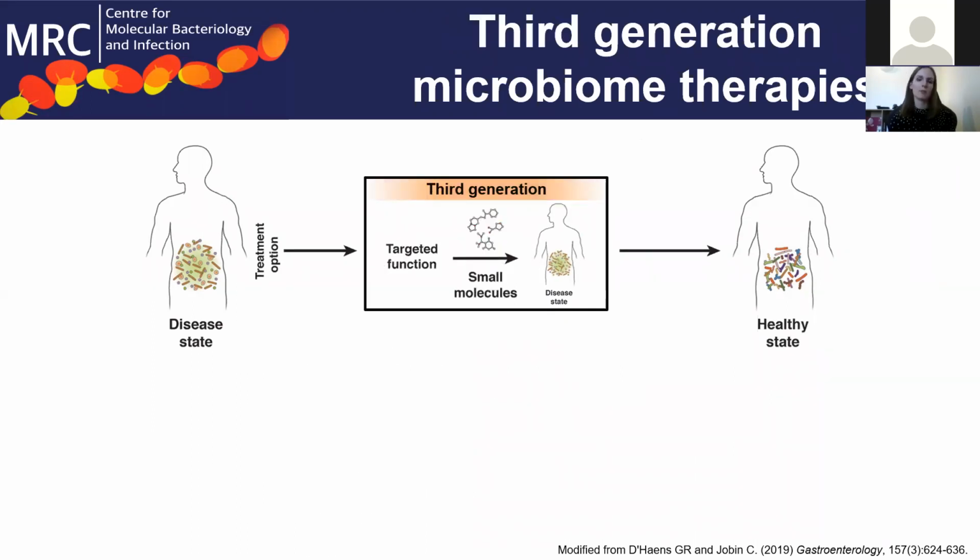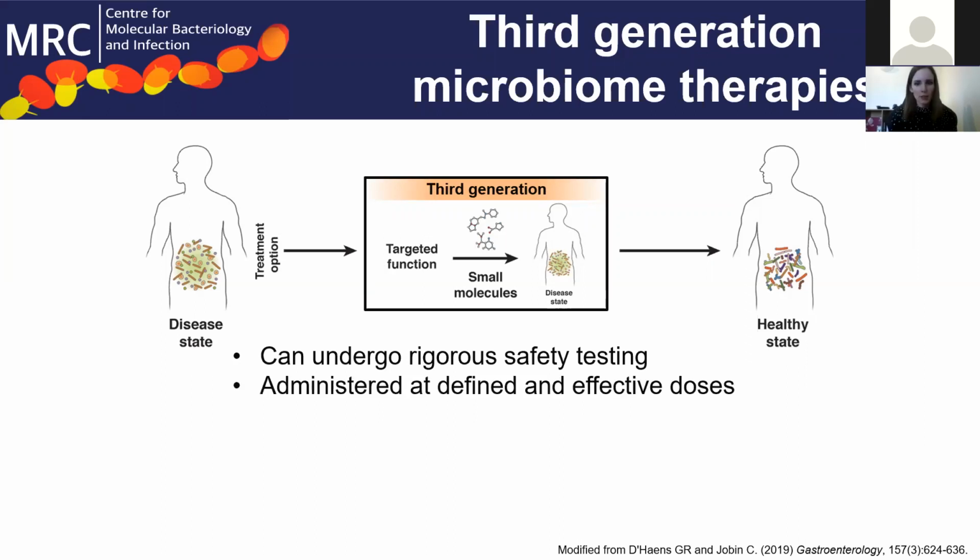So this led us to the development of these third generation microbiome therapies. And the idea here is we're moving away from including live bacteria. So instead of saying what are the names of the bacteria that we need to include, we're saying what are these bacteria actually doing and what is their function? And can we just restore that function in the gut instead of having to give these live bacteria? So the advantage of using this technique is that we can really undergo rigorous safety testing because we know exactly what we're giving patients. And it can be administered at a defined dose that we know is effective.